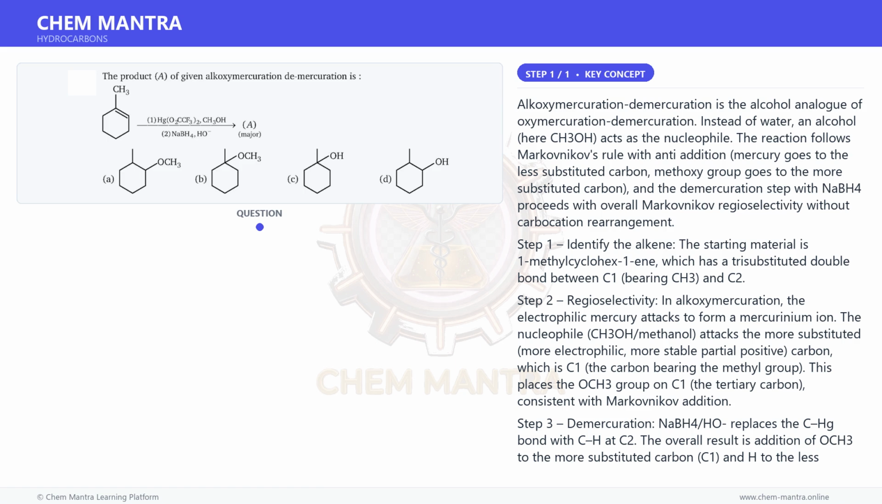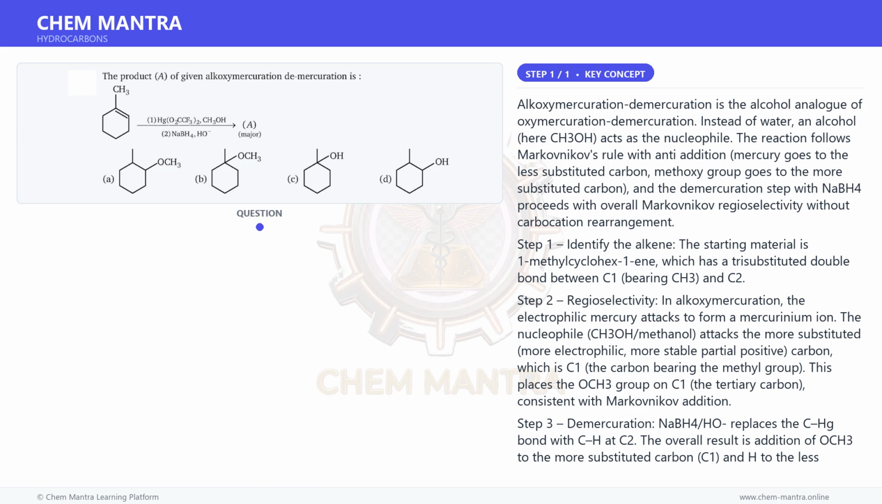Step 3. Demercuration. NaBH4 replaces the C-Hg bond with C-H at C2. The overall result is addition of OCH3 to the more substituted carbon, C1, and H to the less substituted carbon, C2. Step 4. Product. The product is 1-methoxy-1-methylcyclohexane, where both the methyl group and the OCH3 group are on the same carbon, C1, giving a tertiary ether.